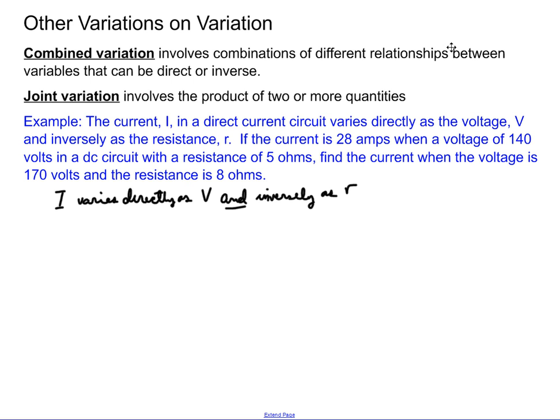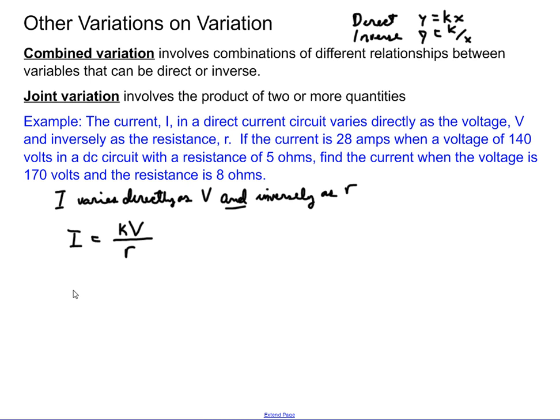Then what do we do? Well, we know that direct variation goes like this: y equals k times x is our model. And if it's inverse, we know that this is the relationship that goes y equals k over x. So what if it's both? Well, in this case, we're going to say that I, as our model, is equal to some constant, and it varies directly as voltage, V, and inversely as R. So we're going to write it as K times V divided by R, and we make that into one single quantity.